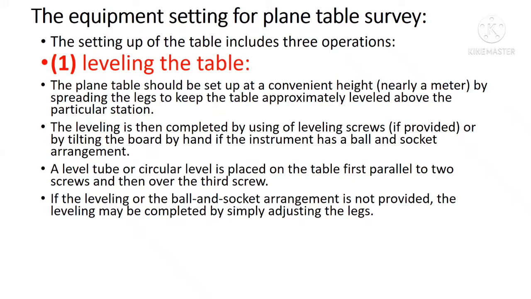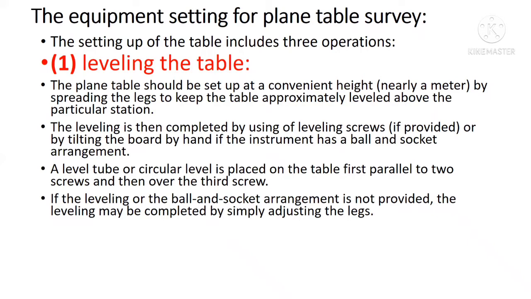The leveling is completed by using leveling screws. Either you can use this, or by tilting the board by hand, whatever board you place over the tripod stand, that you can adjust by hand if the instrument has a ball and socket arrangement.